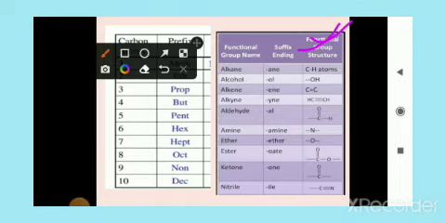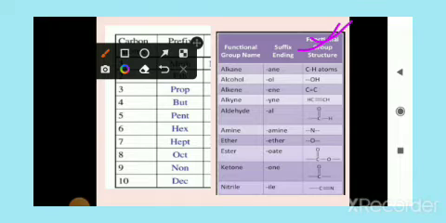Aldehyde will have a CHO group, bonding with the other CH bonds. This CH shows that it is bonding with other CH bonds. This shows it is bonding with O, and this shows it is bonding with H. Basically this portion is the most important one. This portion you need to remember. The C has a double bond with O and a single bond with H, so it is the aldehyde.